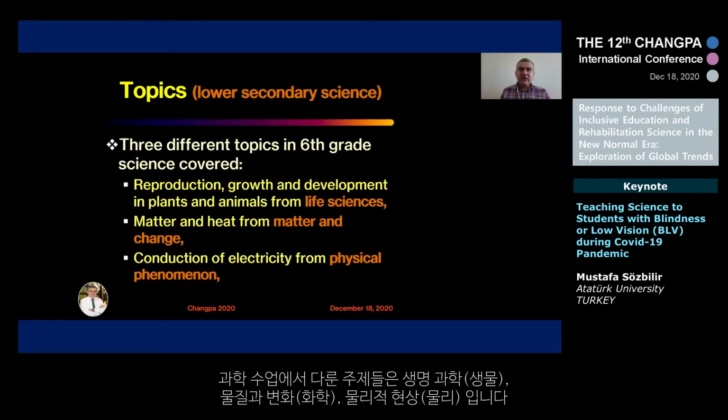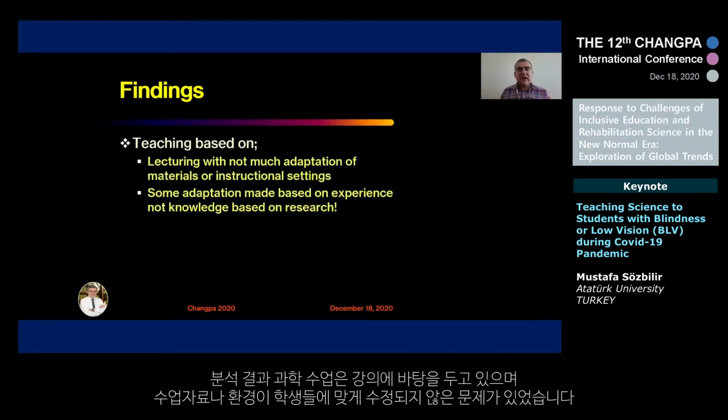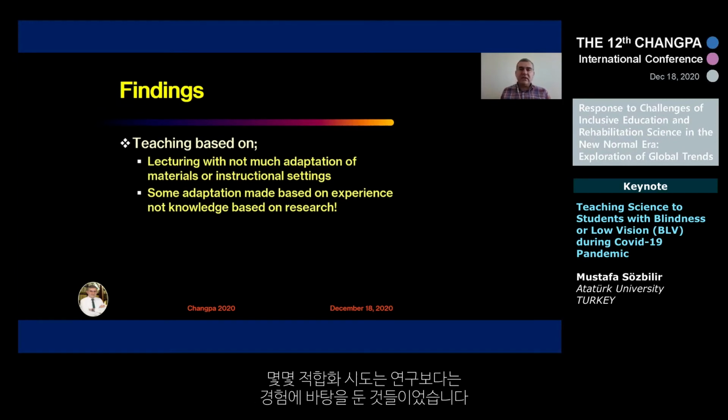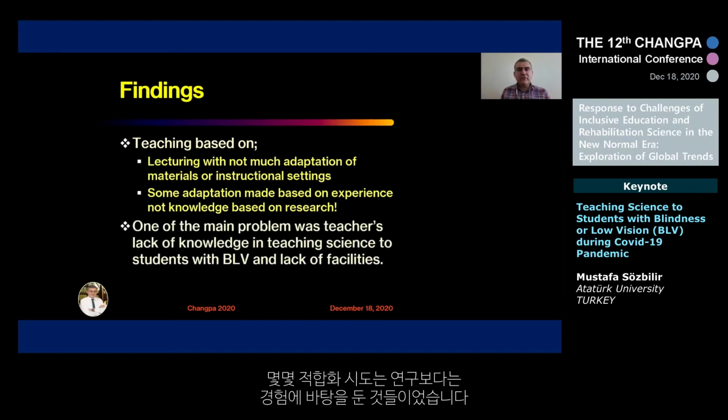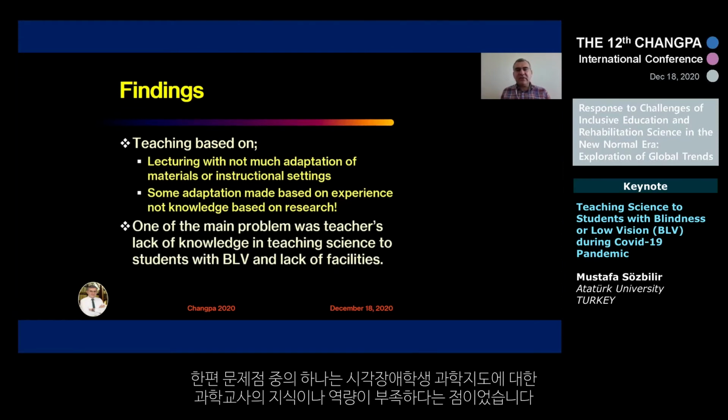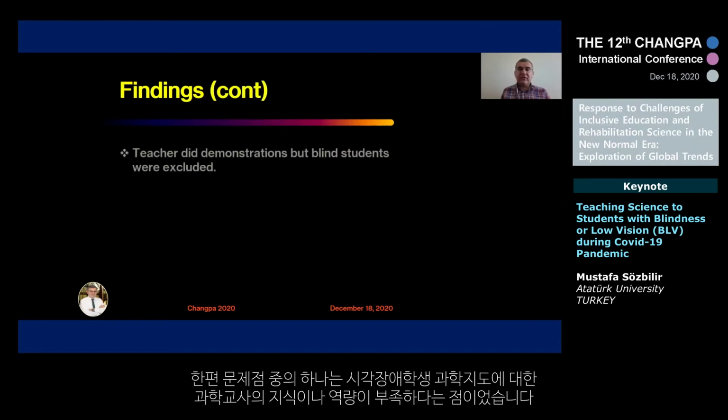The topics covered in the science classes were in 3 different areas: life sciences, which is biology; matter and change, which is chemistry; and physical phenomena, which could be counted as physics. The findings showed us that the main problem in the classroom was that the teaching was based on lecturing, with not much adaptation of materials or instructional settings. Some of the adaptations they made were based just on experience, not on research. Another main problem was the teachers' lack of knowledge in teaching science to students with BLV, and also the lack of facilities.